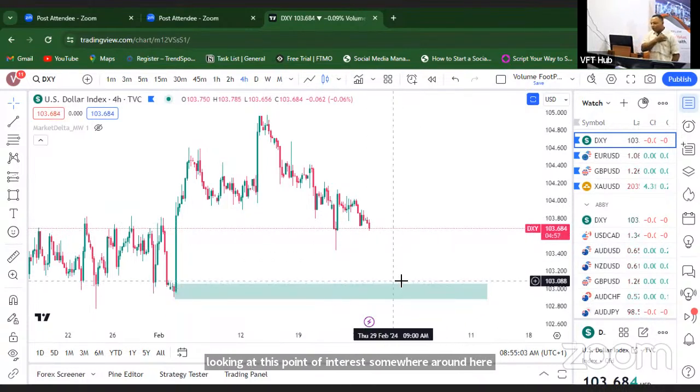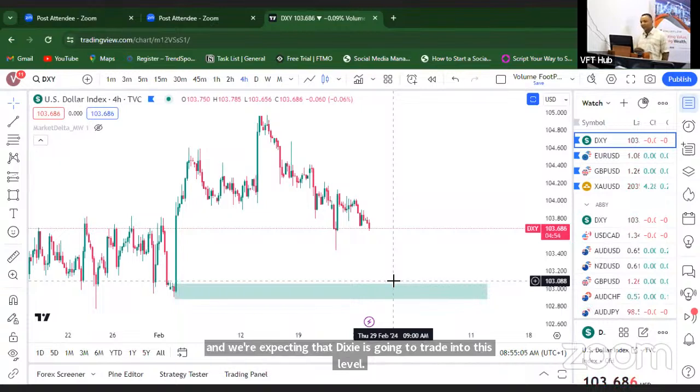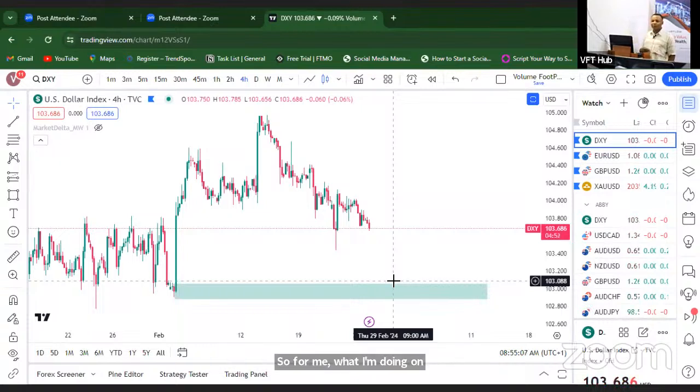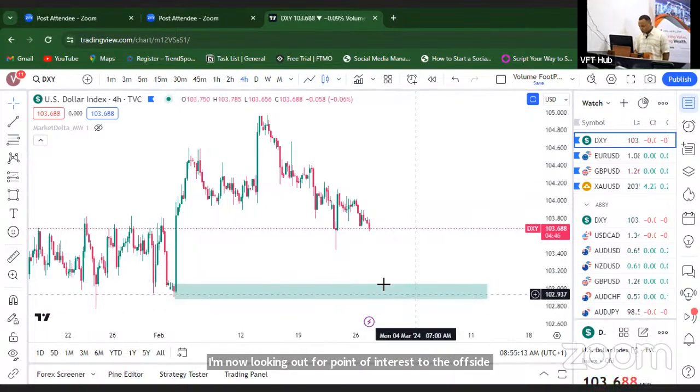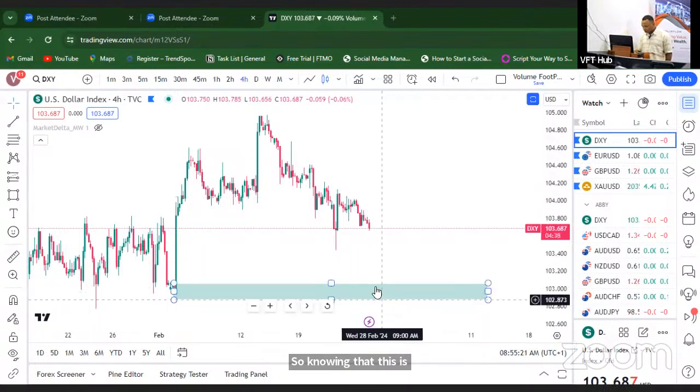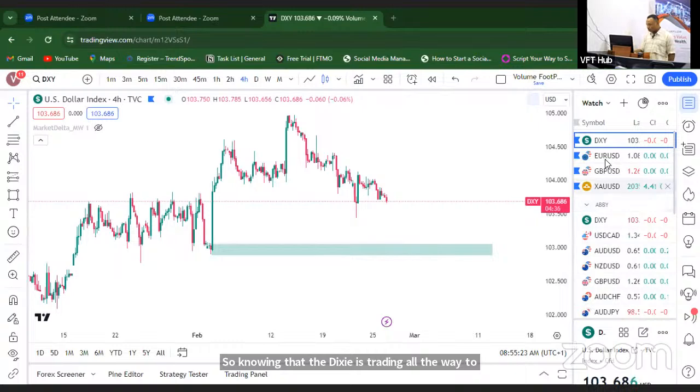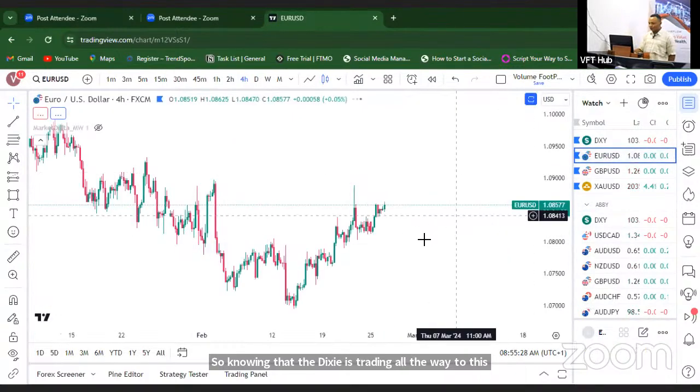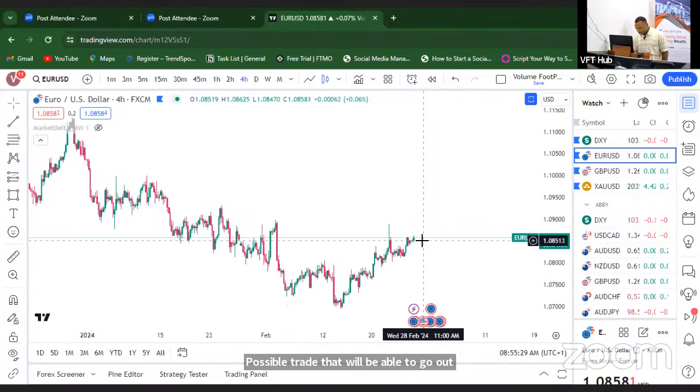So for me, what I'm doing on currency pairs like Euro USD and GBP USD, I'm now looking out for points of interest to the upside so that I can trade them accordingly. So knowing that the Dixie is trading all the way to this downside, let's take a look at Euro USD and GBP USD to see possible trades that we'll be able to go out with today.